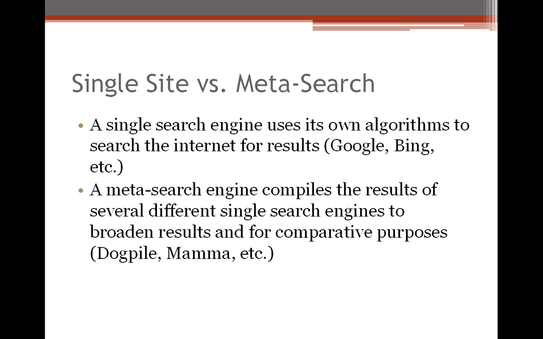A meta search engine does not develop its own algorithms. What it does is it uses a bunch of other single search engines to search for even more results. So when you're searching something like dogpile.com or mama.com, what you're really doing is using Google, Bing, Yahoo, and probably several other single search engines at a time to search for information.